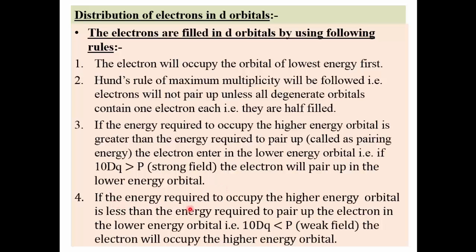Next rule, if the energy required to occupy the higher energy orbital is less than the energy required to pair up the electron in the lower energy orbital, that is, 10 Dq is less than P, that means the field is weak, the electron will occupy the higher energy orbital. It does not pair up in the lower energy orbital.